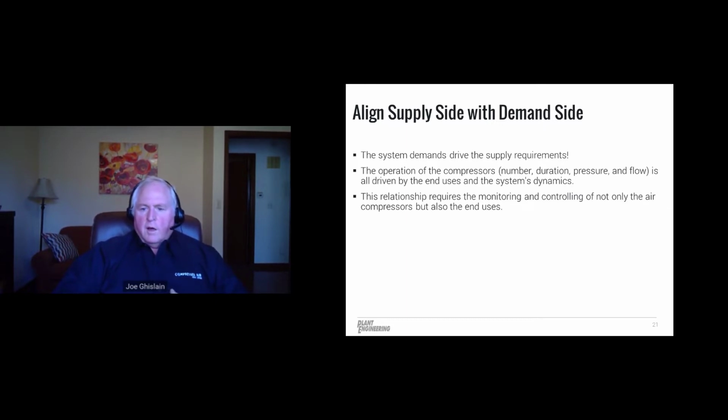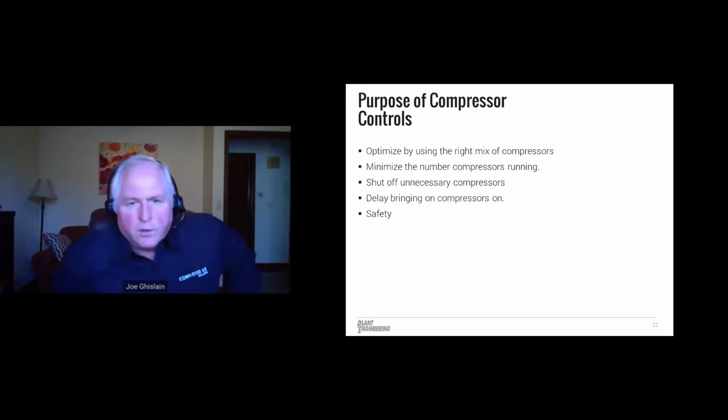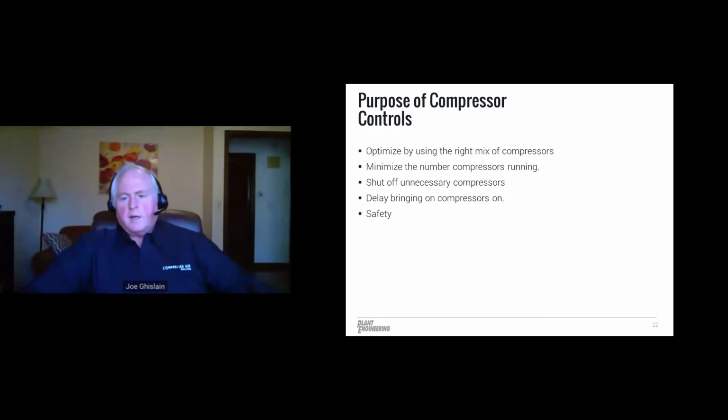You'll have an efficient supply, but you'll have a system that isn't efficient at using energy. And that's where the dollars are. That's where the cost is. And so how do we do this, aligning supply with demand? Well, we really do this by looking at the compressor controls and how the compressors are being controlled, so that we use the right mix of compressors.